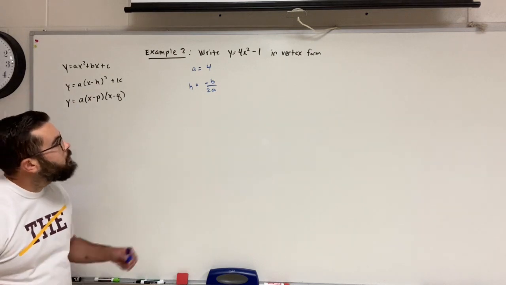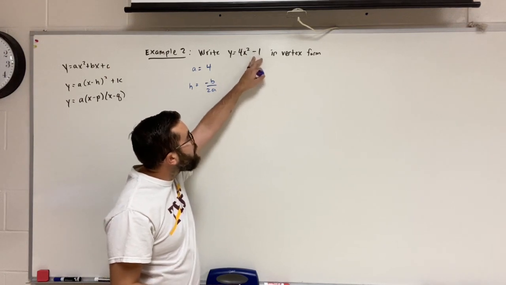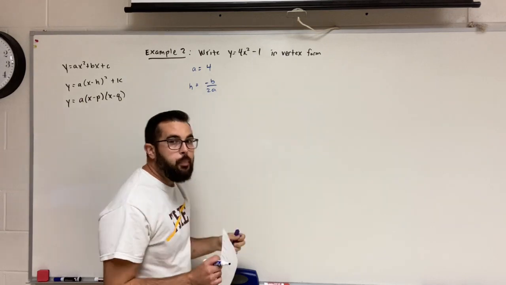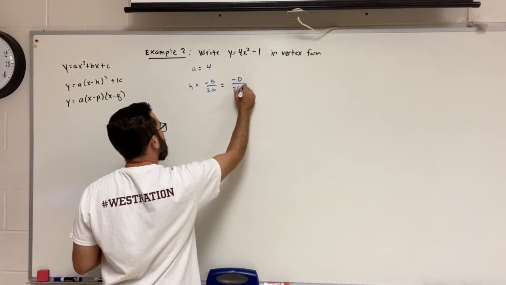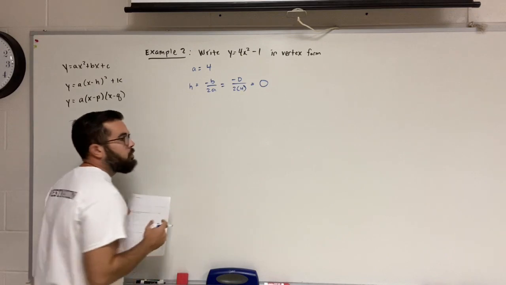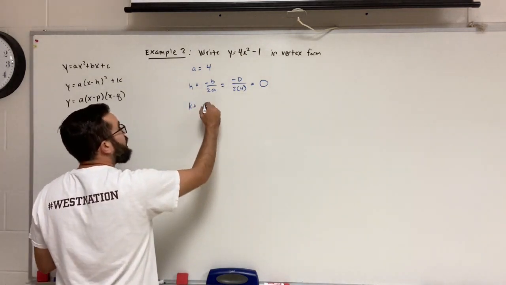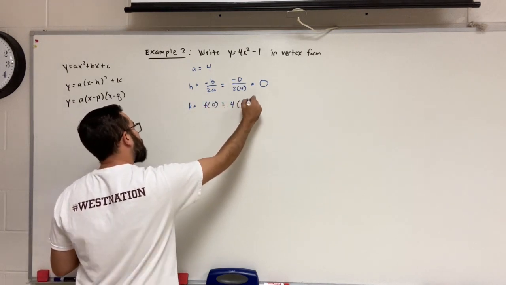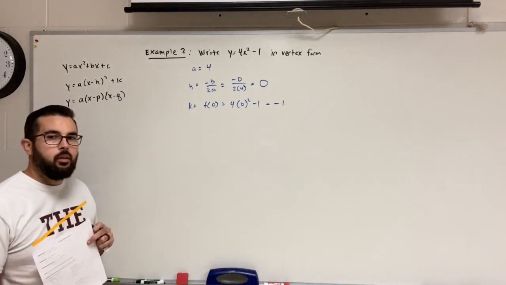Now, what is B? We have 4x squared, so that's ax squared plus bx. There's no bx term, so in that case, our b is 0. So we have minus 0 over 2 times 4. Well, 0 divided by anything is 0. So our h is 0. To find k, we do f of 0, which is 4 times 0 squared minus 1, which is negative 1.